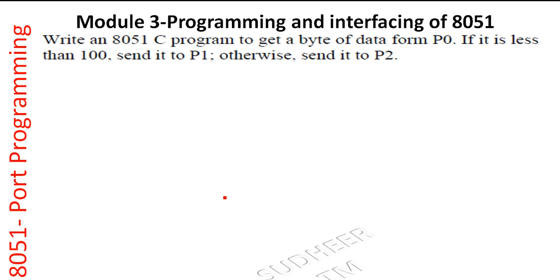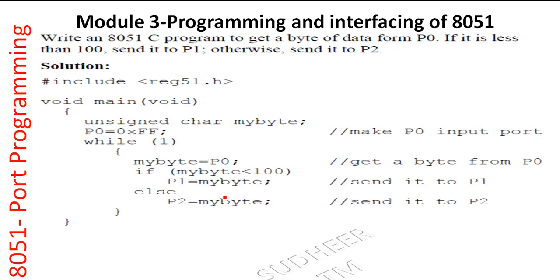So this program is also very simple. Let us check how. Okay, so the solution is #include <reg51.h>. The 8051 details are included through the header file here. Then in our main program, we declare an unsigned char, my byte, an 8-bit data byte. My byte is the data that is being copied from the port. And then P0 is equal to 0xFF, so we are writing logic 1 to every bit, which makes port 0 an input port.